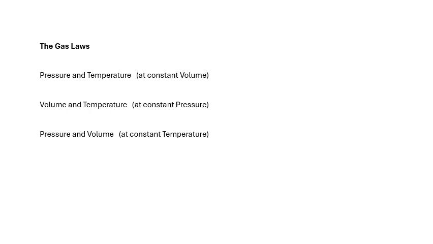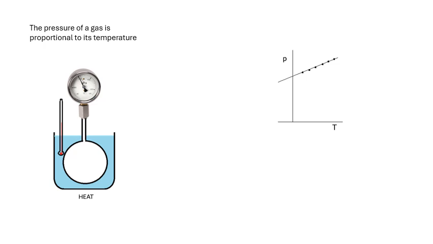The gas laws. Now, the gas laws are all about the relationships between pressure, volume, and temperature. So you've got pressure and temperature at constant volume, which is called the pressure law. Volume and temperature, called Charles' law, for OCR we don't need to know this. And then pressure and volume at constant temperature, very important. That's Boyle's law. So first of all, the pressure of a gas is proportional to its temperature.